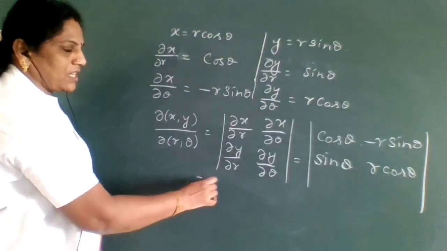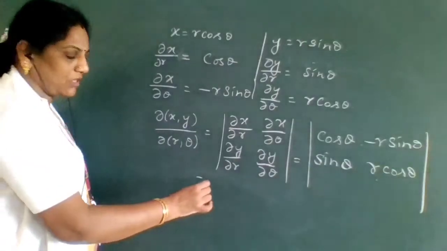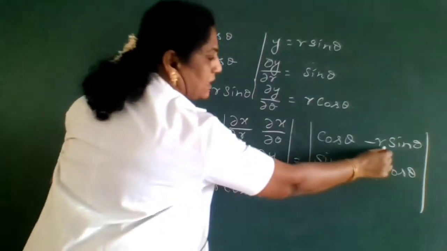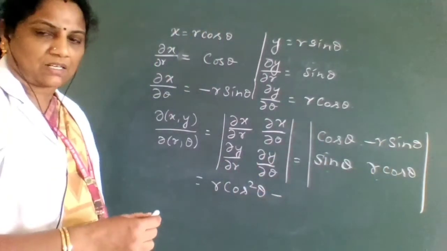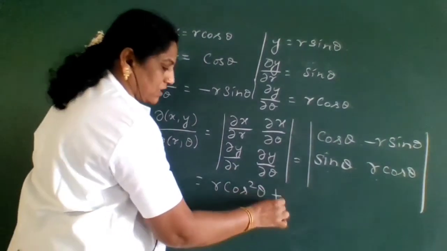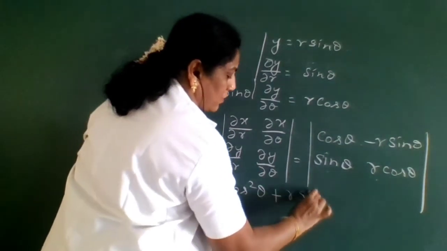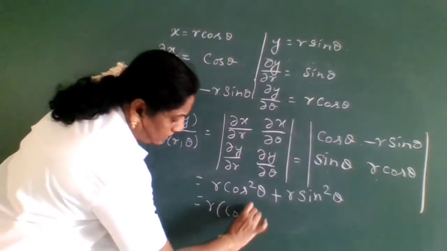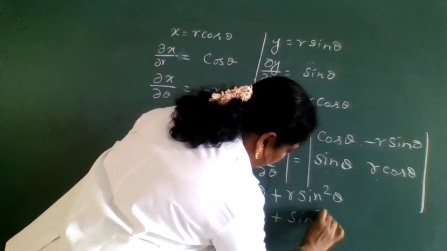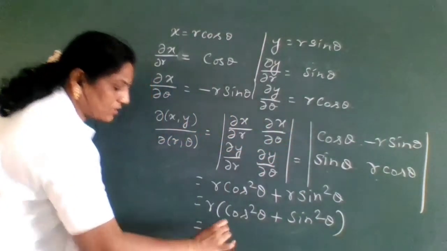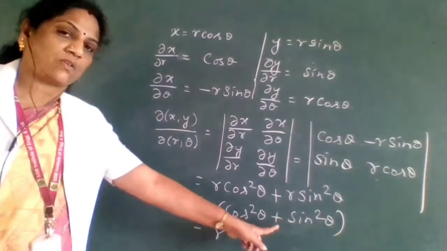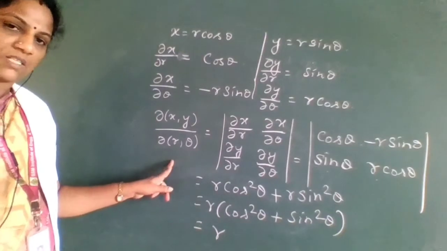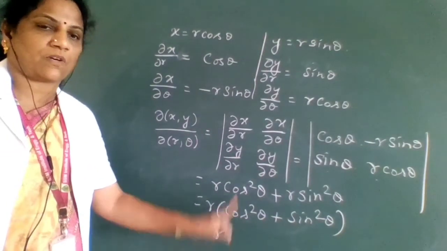Next we find the determinant value. Cos theta into r cos theta equals r cos square theta, minus sin theta into minus r sin theta, which is minus r sin theta, but already we have one minus here, so plus r sin square theta. Taking r outside, r times cos square theta plus sin square theta, that equals r, since cos square theta plus sin square theta equals 1. Therefore ∂(x,y)/∂(r,θ) equals r. This is the result for this problem.